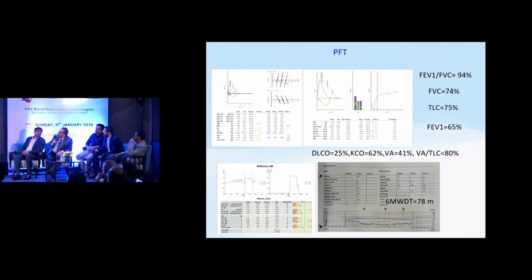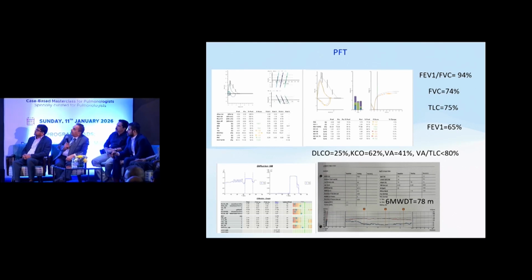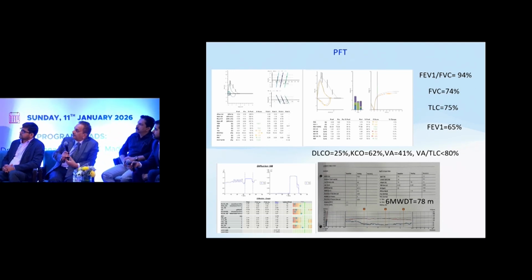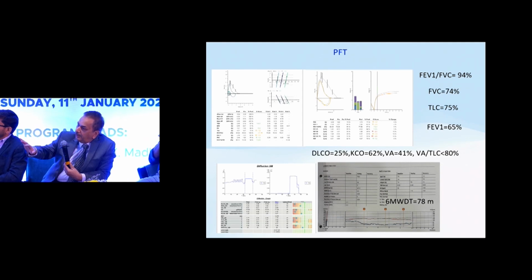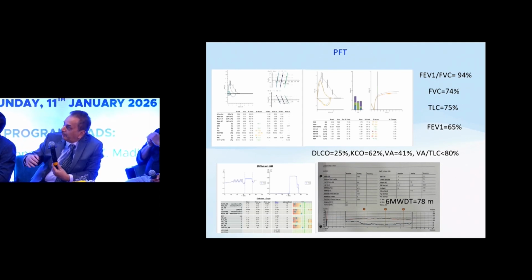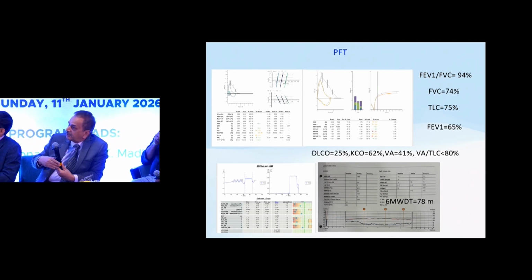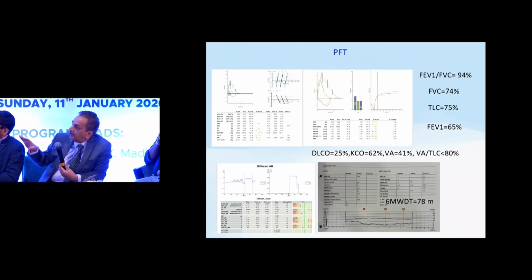There is a mild restrictive defect, because the VC is only 74%. Also DLCO is disproportionately very low, 25%, whereas KCO is mild to moderate reduced. The alveolar volume is also reduced. So predominantly it is pointing towards some restrictive type of defect, not obstructive. With such a disproportionate DLCO, I am not thinking of COPD at present. I am thinking of some interstitial sort of process.